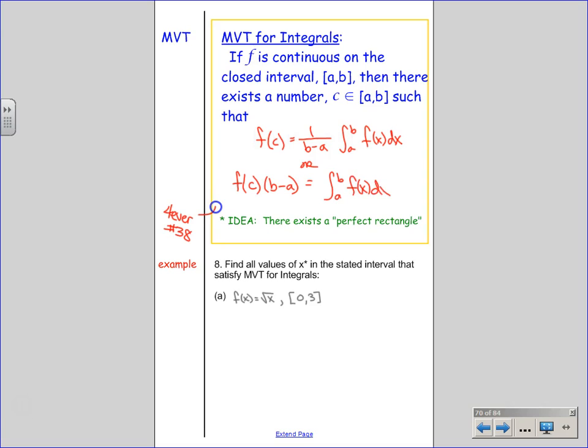Ultimately, if you think about it, with capital F prime, this would be the same thing as capital F prime of c is equal to antiderivative of b minus antiderivative of a all over b minus a. It is a variation on the original MVT, where the original MVT had antiderivatives, and so the new MVT is using the integrand, or the integral.